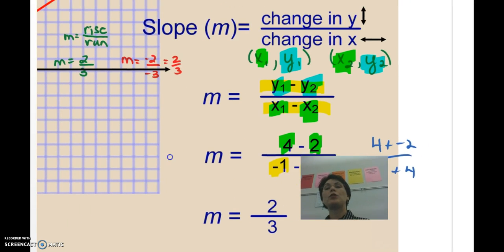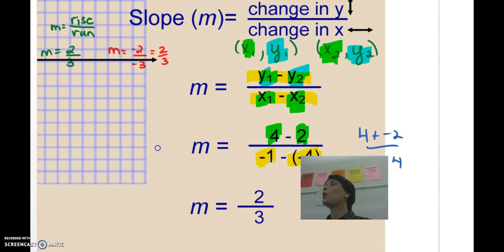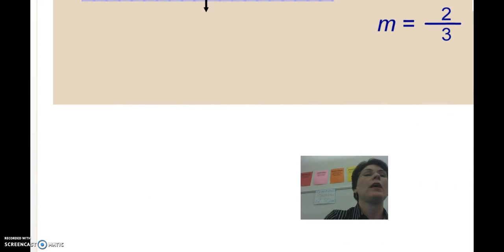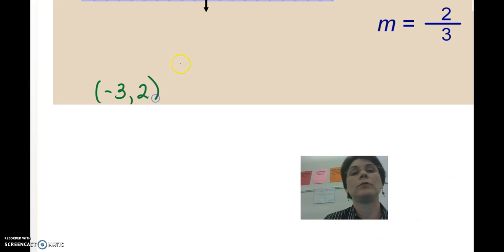And if you're given two ordered pairs, you can use the slope formula and substitute the numbers in. So let's try an example using the slope formula where all you're given are two ordered pairs. So I'm going to add this example into our notes. So let's say you're given the ordered pair -3, 2, and the other ordered pair is 4, -5.